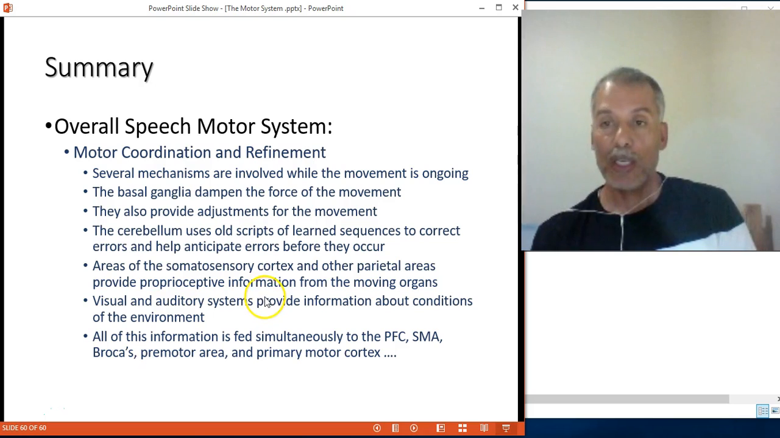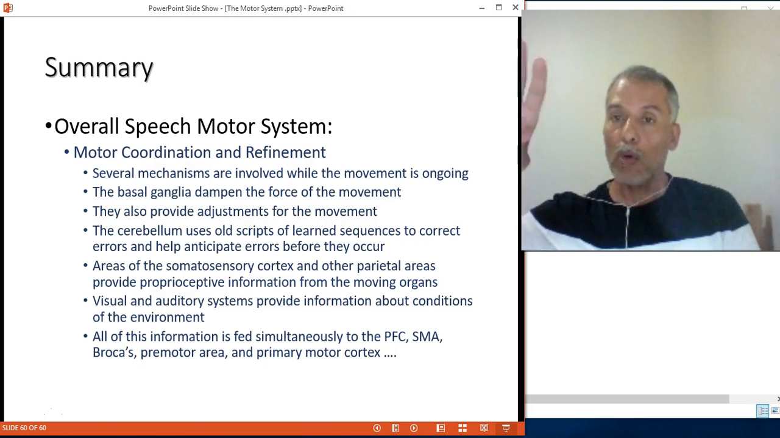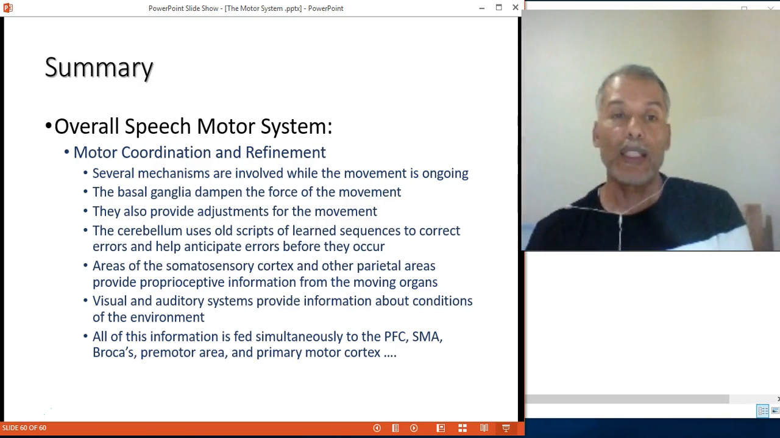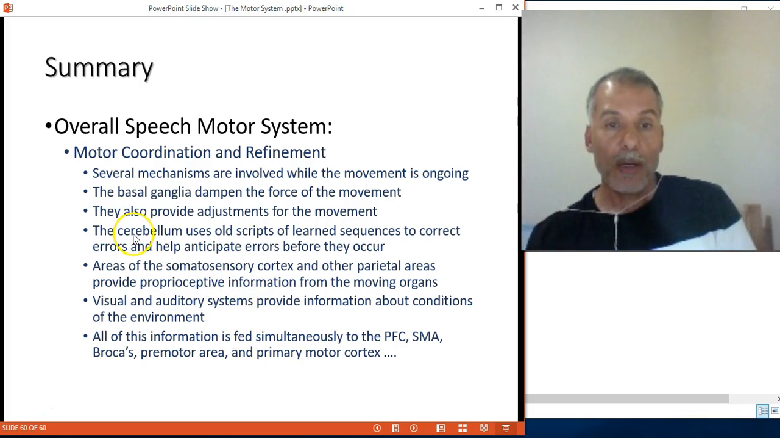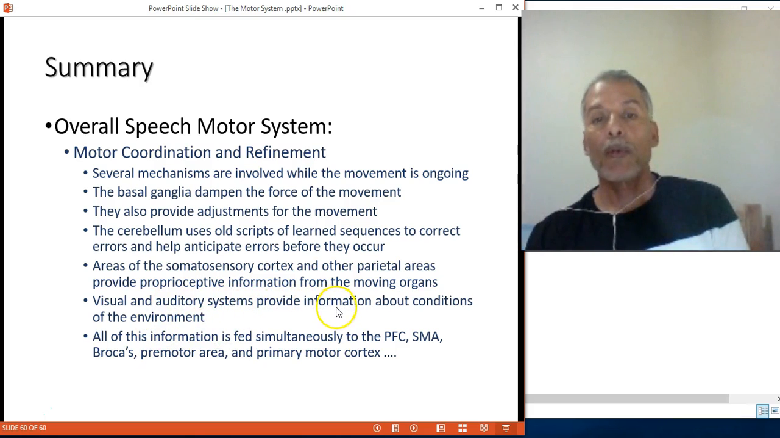Areas of the somatosensory cortex and other parietal areas provide proprioceptive information. It means when you move an organ, is it moving left? Is it moving right? Is it moving up, down? How is it oriented in space? Whether it's an organ or your own body, how it moves in the dimensions of space around it. So all of that is proprioceptive feedback from the somatosensory cortex. And then the visual and auditory systems will provide information about the condition of the movement itself. Is it accurate? Is it not?